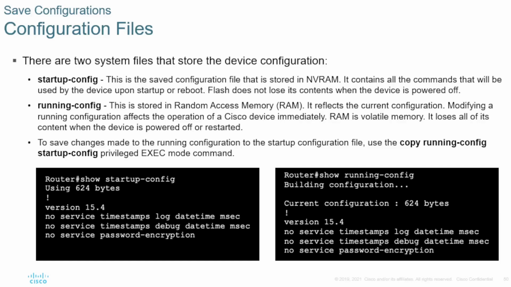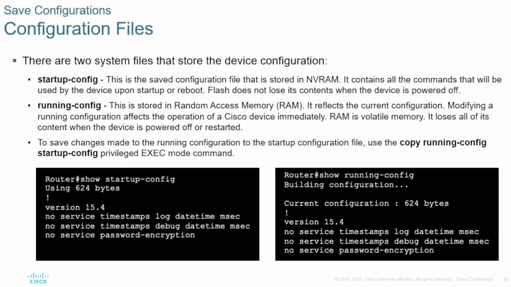You've learned some basics about how to navigate the Cisco IOS. Now let's look at saving configurations. A switch stores settings in two files: the startup config, saved in NVRAM and used every time the device reboots, and the running config, which is in RAM and controls the device right now. Keep in mind, RAM is temporary. It clears when the device powers off.